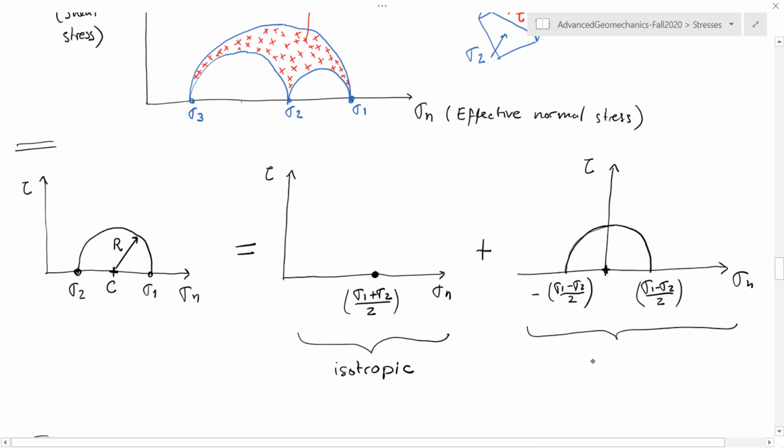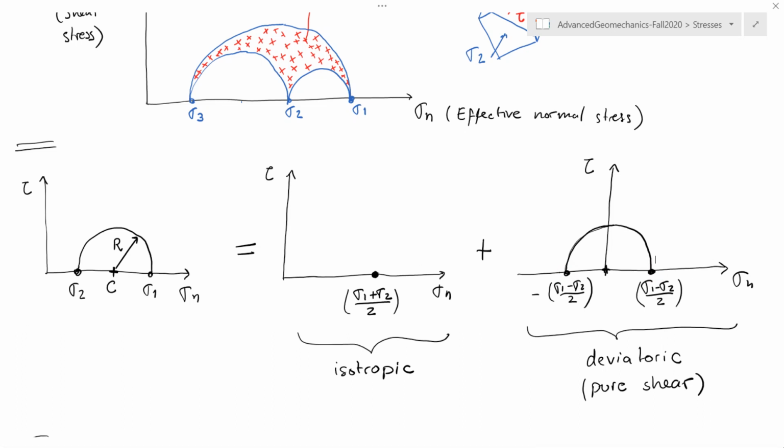And the second part is what is called the deviatoric part. And this deviatoric part consists in pure shear. As you can see, the mean stress in such stress tensor is equal to 0. It's just got shear in it. And by doing this decomposition of the stress tensor, we can recognize what is the part that composes the mean stress and what is the part that composes the shear.